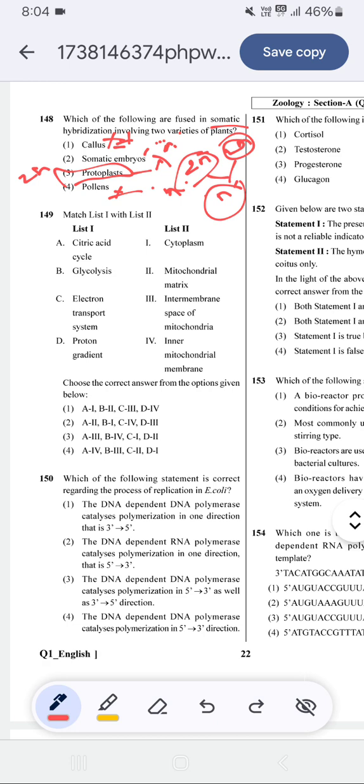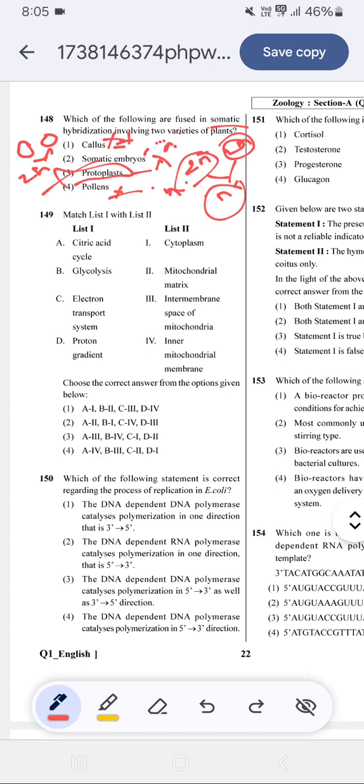Two different cells taken from two different species, and the two protoplasts are taken and they are fused to form a diploid hybrid. This is called somatic hybridization. The answer will be C.